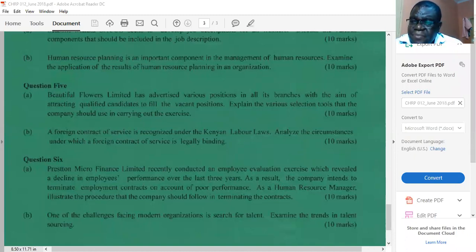Anything else? So that is it for that paper. A good number of the questions are things you lift expressly from the notes, but others are things where you need to apply knowledge and other readings from outside the notes.